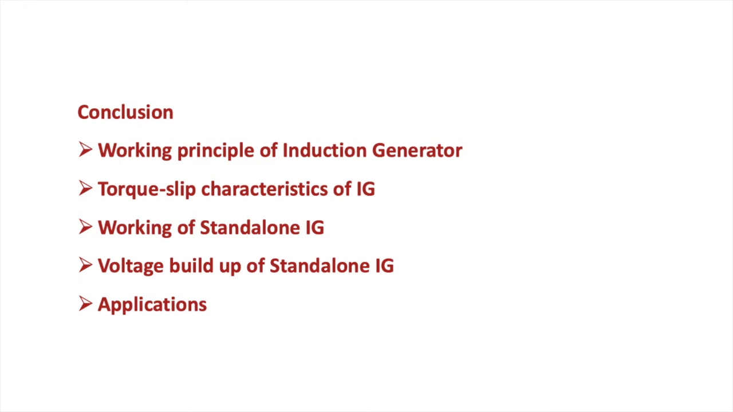So today we have understood about the working principle of induction generator, torque slip characteristics of induction generator, its working on standalone system, and the voltage buildup for the standalone system, and its application which is mainly in the wind generation.